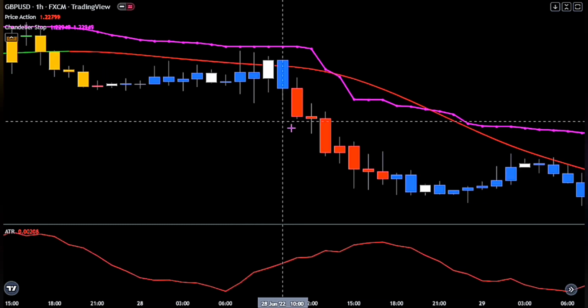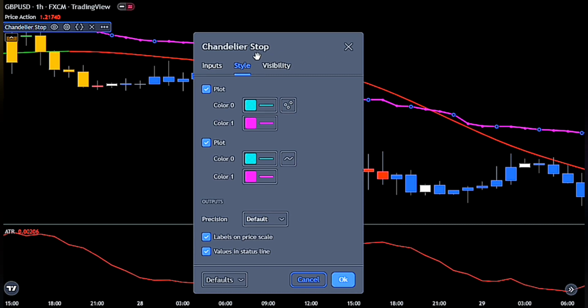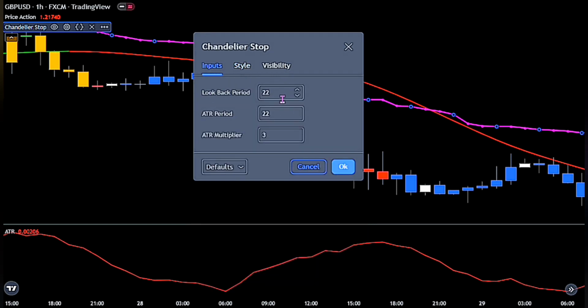Now this is what I want you to do: change the values of this chandelier. As we bring up the settings panel, we can see that its default settings are a bit high. So we will be adjusting these settings to better get the most from the market. Now change the lookback period to 14 and the ATR period to 14 as well. Also change the ATR multiplier to 2.